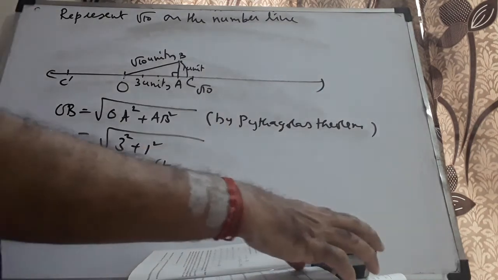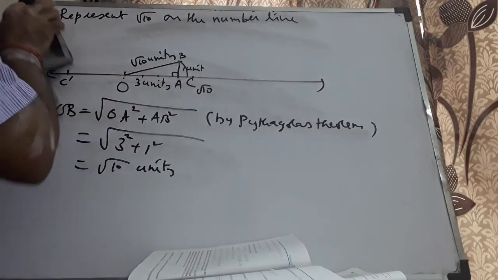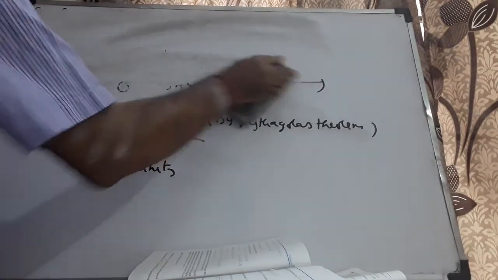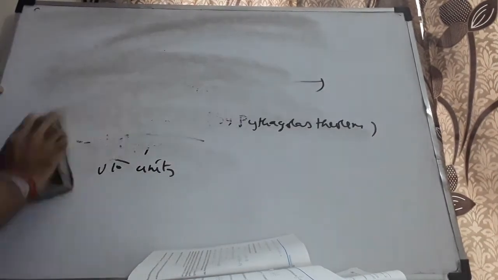Similarly, we could have done even for the previous case. Minus root 5 also you can do towards the left of the origin, left of the point 0. That is always possible. Okay. Let me take another example. These are all very simple problems. Just think over and try to understand.